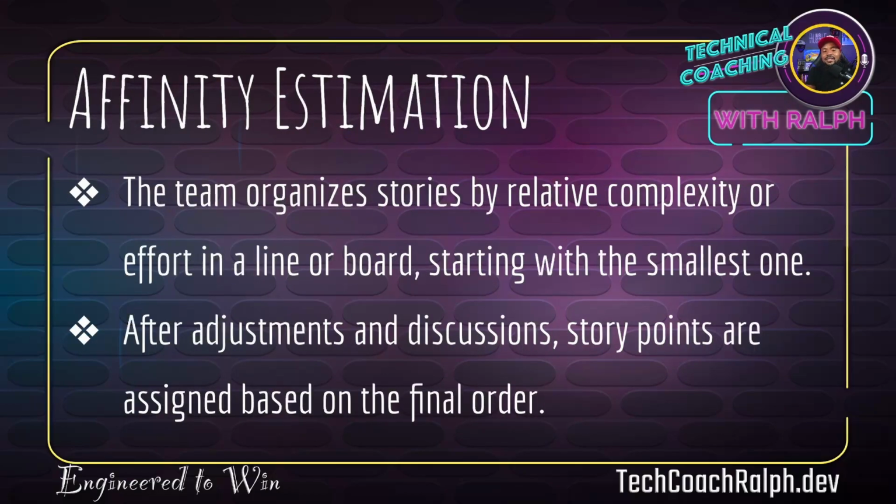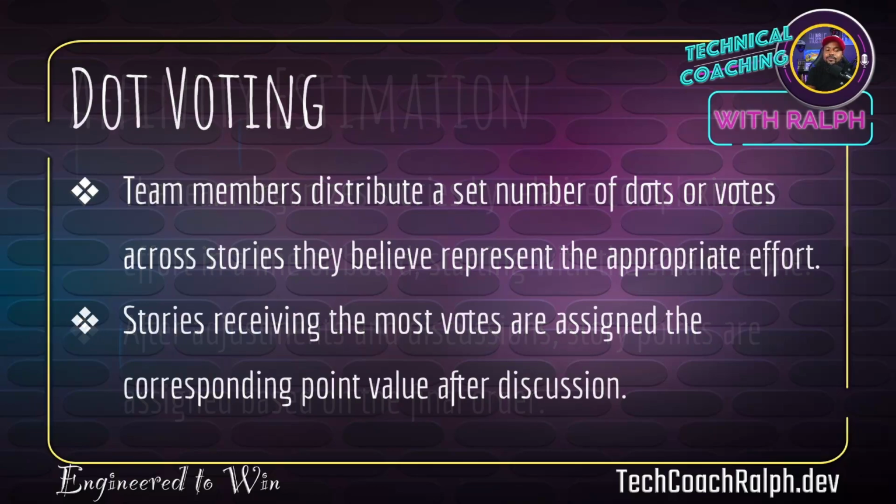And in affinity estimation, the team organizes stories by relative complexity or effort in a line or board, starting with the smallest one. After adjustments and discussions, story points are assigned based on the final order. I am not familiar with this one whatsoever. I'm not familiar with it, but reading what I'm reading, I don't even like it. I'm just being honest, right? Don't at me if you're an affinity estimation fan.